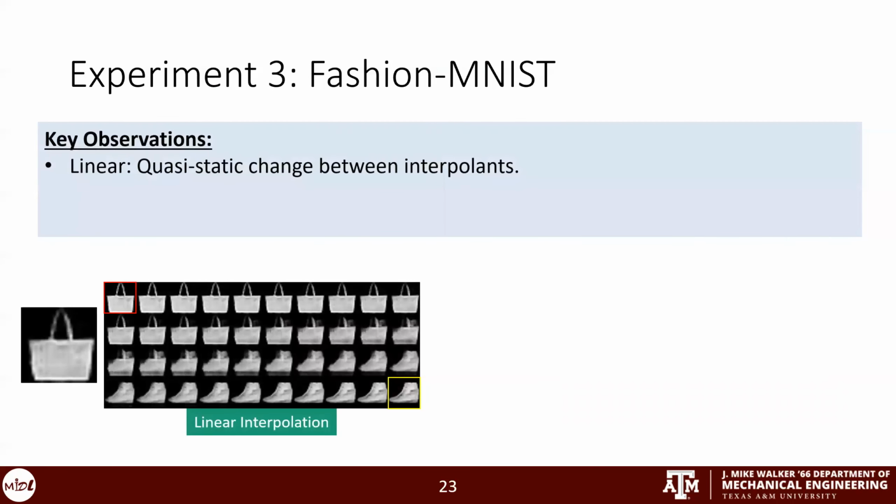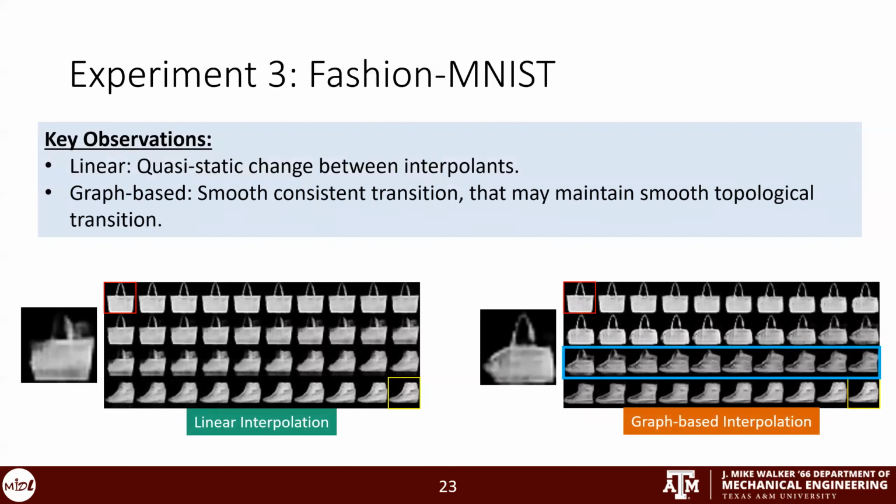The example of the linear interpolation technique shows a quasi-static change between the interpolants before and after the transition from the handbag to the shoe. The transition itself is also quite abrupt. The graph-based approach, on the other hand, shows smooth topological transitions seen by the contraction of the handle of the handbag to the tongue of the shoe. We do not see such a transition for the linear interpolation method.